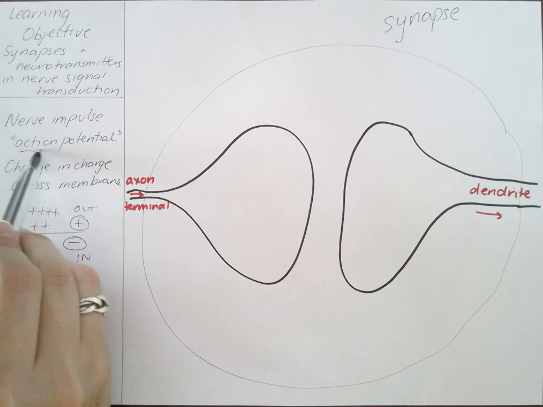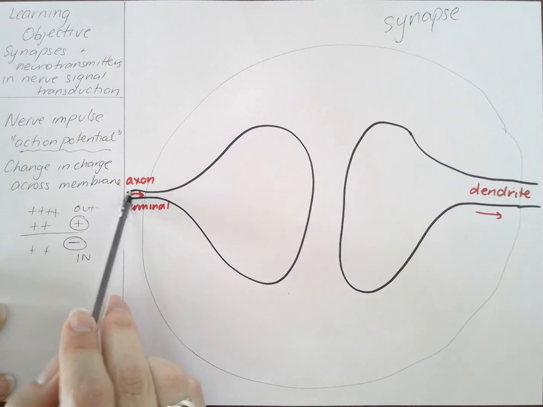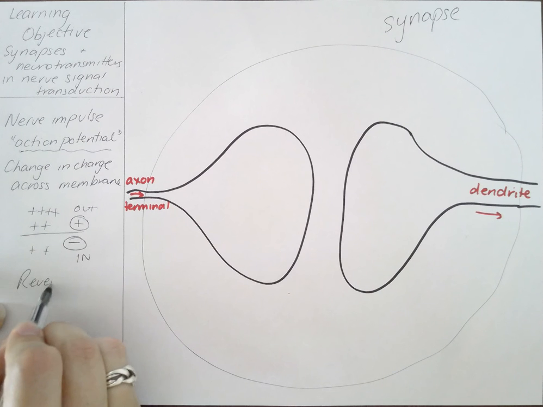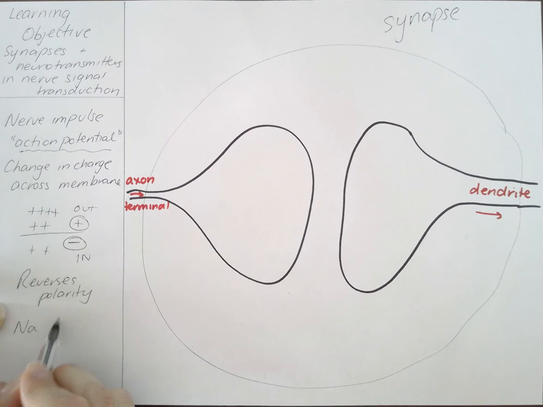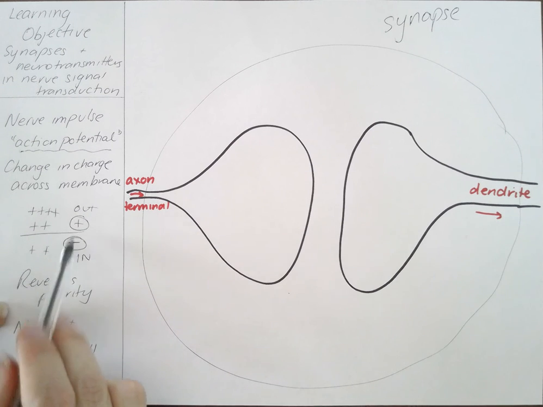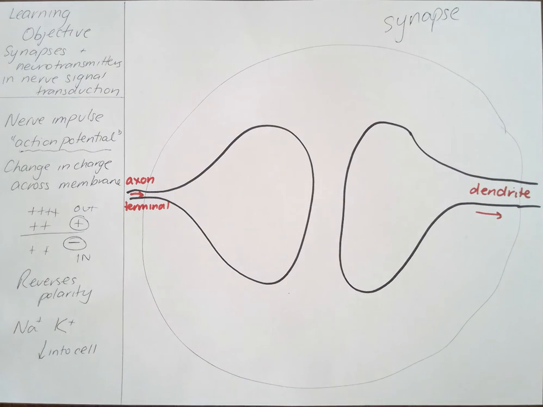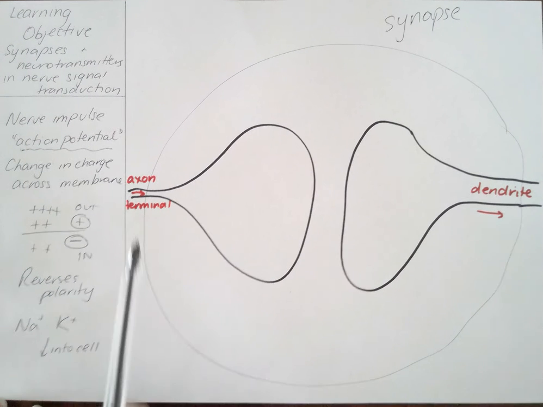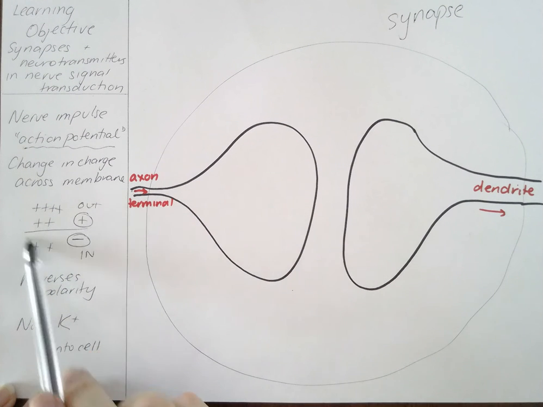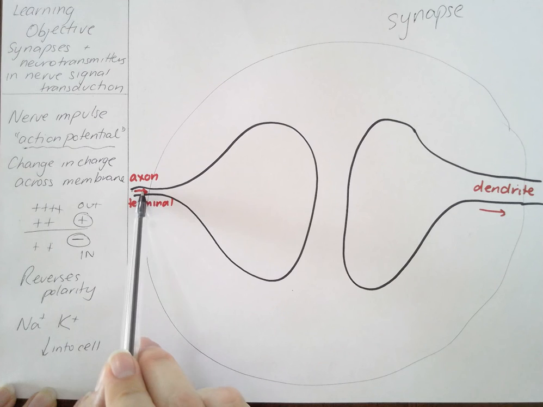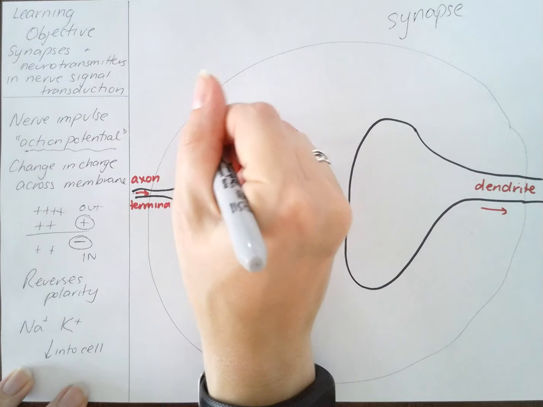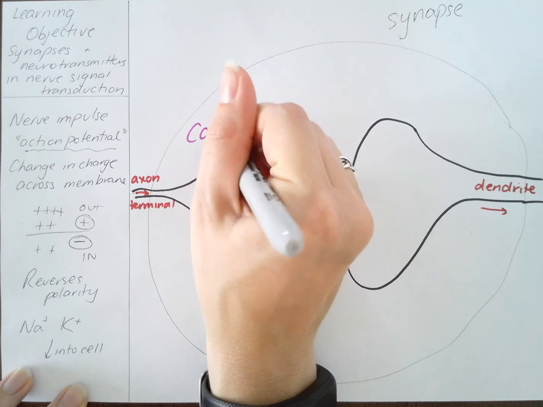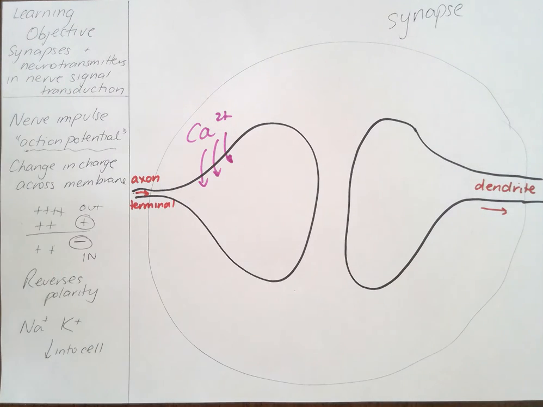When this action potential passes down the axon, it actually reverses the polarity, because later on we're going to see that lots and lots of sodium and potassium ions flood into the cell, and that is going to switch it. Let's talk about a few different things that have to happen before we get there. The very first thing that happens as this message runs through the axon, changing that polarity, is that some calcium is going to flood into the cell right at the back end of the axon, at that axon terminal.